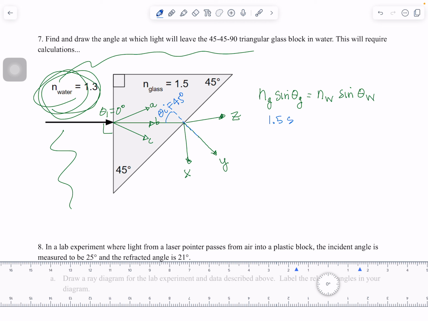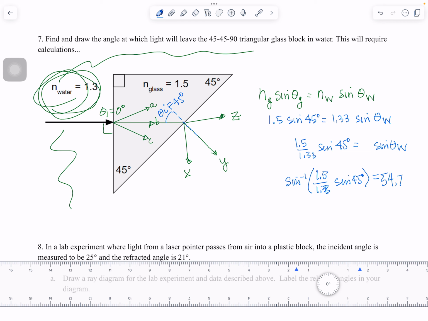So I've got 1.5 times the sine of 45 degrees, and that is equal to 1.33 times the sine of theta w. So I need to isolate theta w, so 1.5 divided by 1.33 times sine of 45 degrees. That is equal to my sine of theta w. And so now I just do the inverse sine of both sides. So I'm going to have sine inverse of 1.5 over 1.33 times sine of 45 degrees. Sorry, my pen's writing really slow. And when I did that, I got 54.7, I think. Let me check my calculator. Yeah, 54.7 degrees.